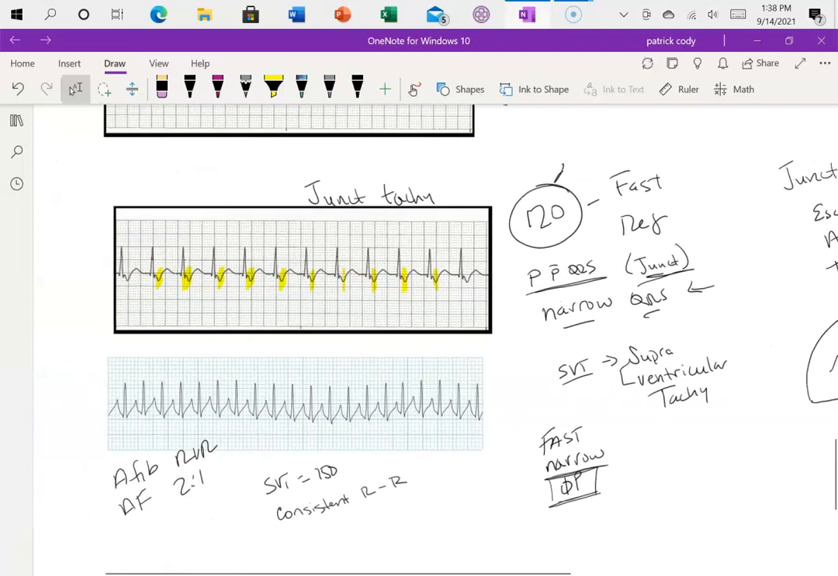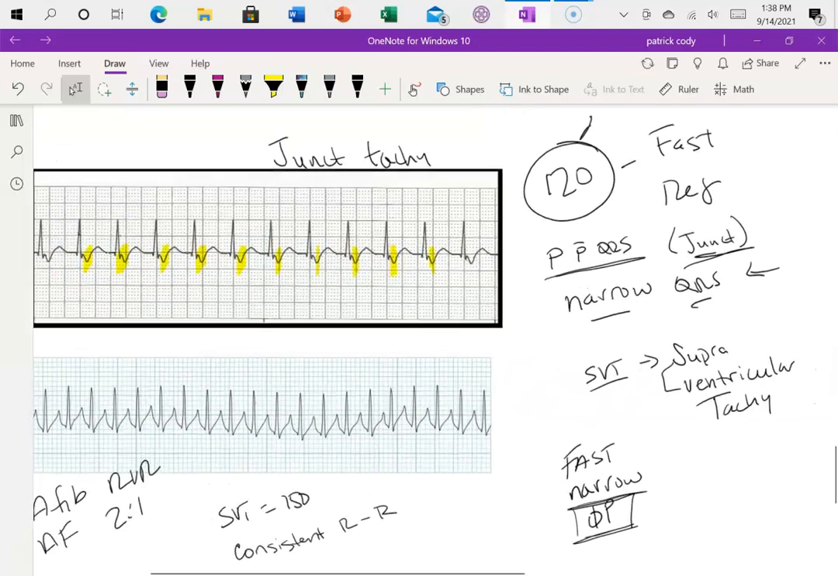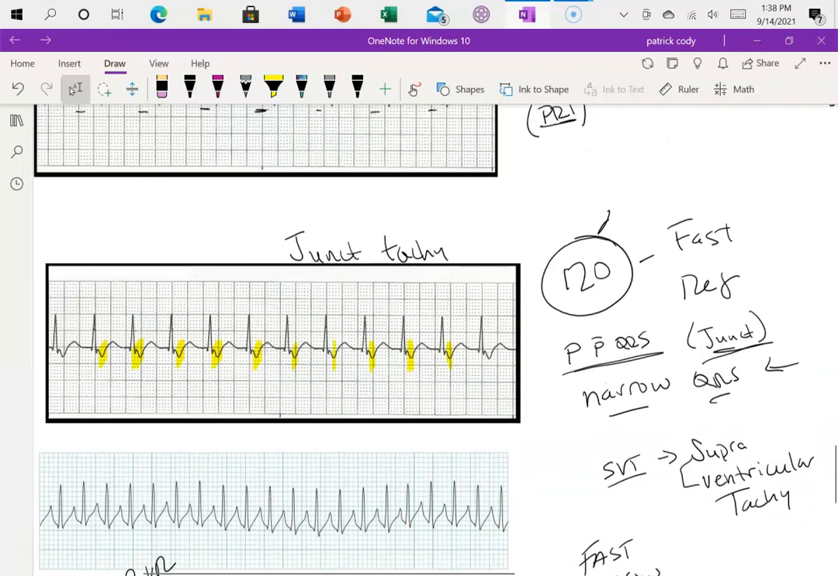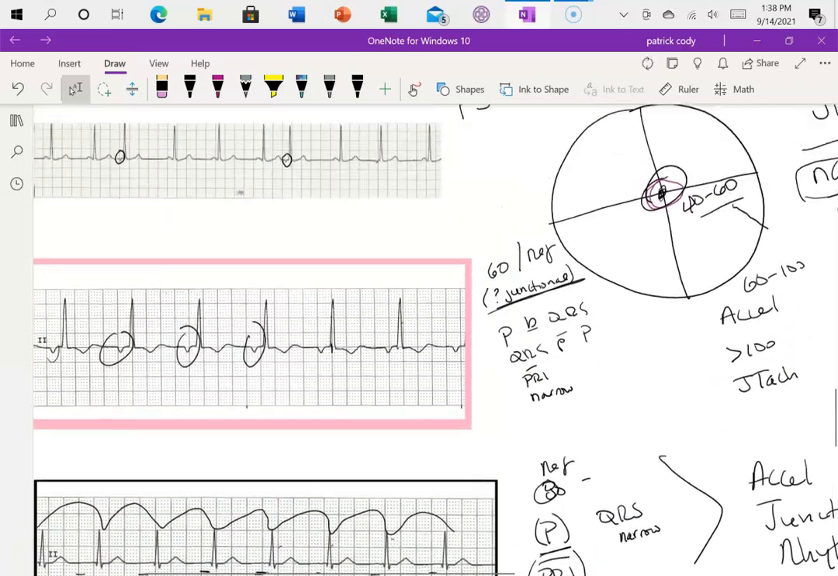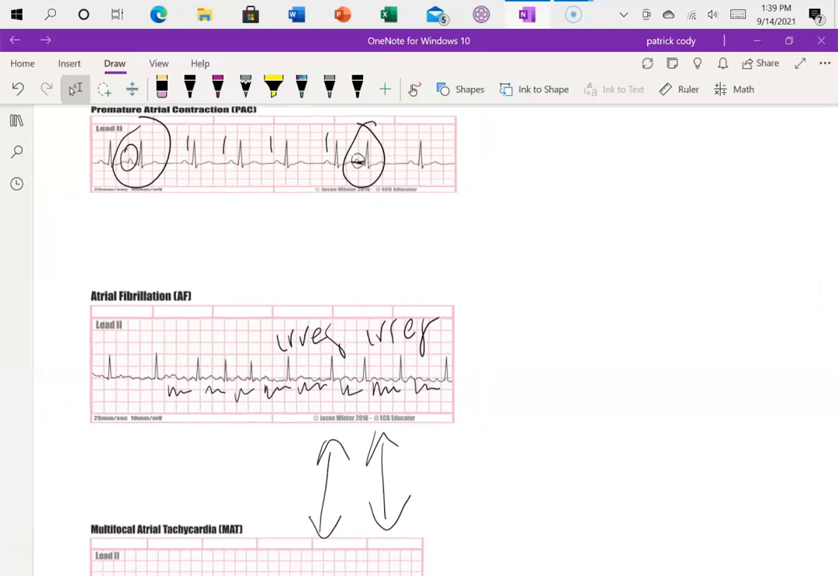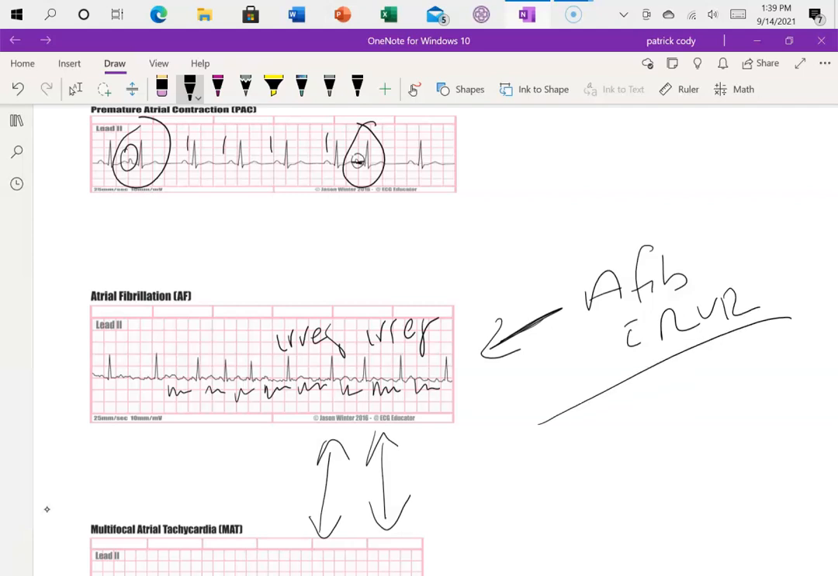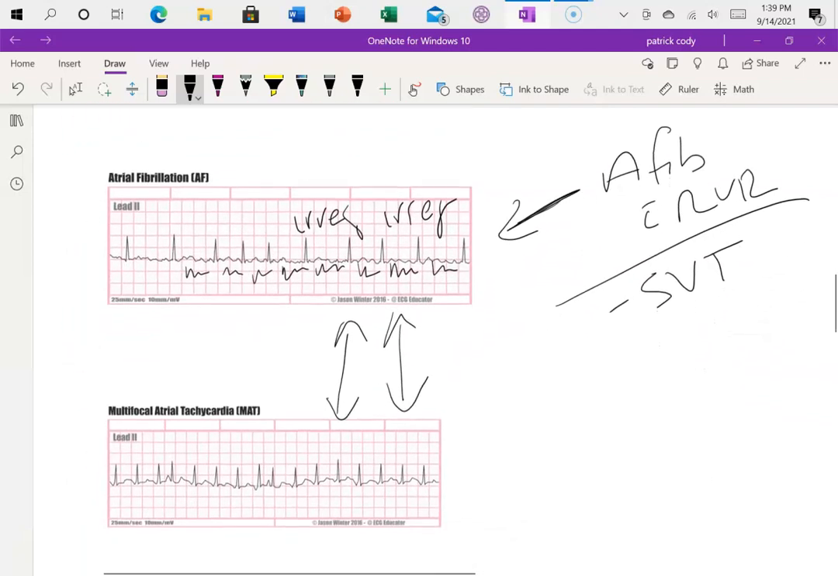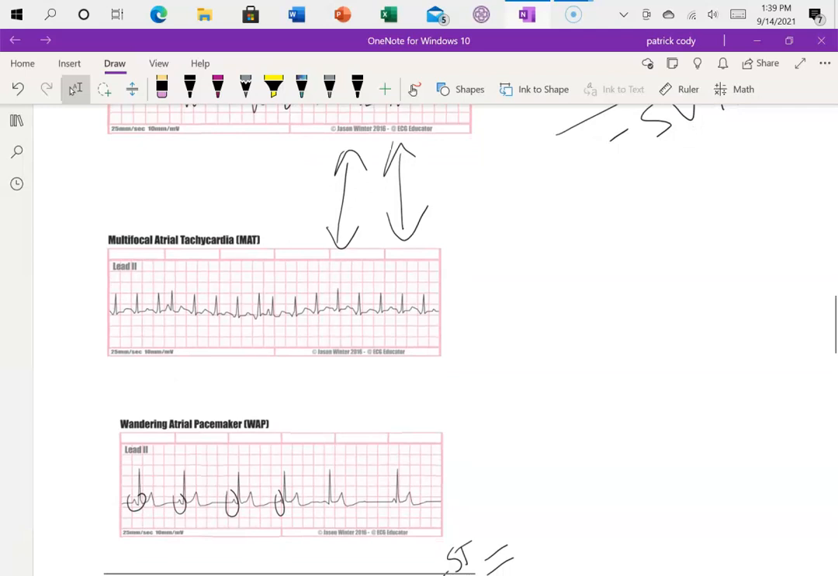So one of the things that I would recommend you do at this point, since we're finishing up this conversation about junctional rhythms, is take a minute to kind of review some of these other rhythms, but go to the internet and see if you can find some examples of very fast AFib with RVR and compare those to examples of SVT, so you can practice differentiating the two and understanding the reason they are treated differently.